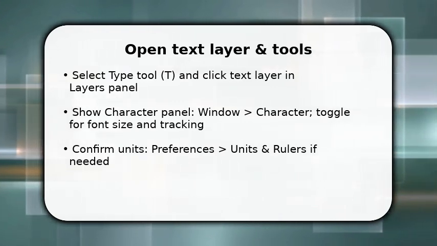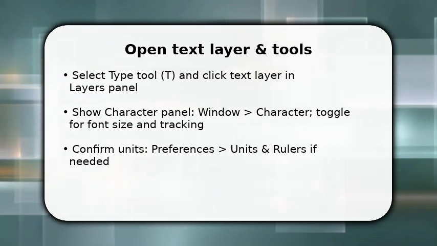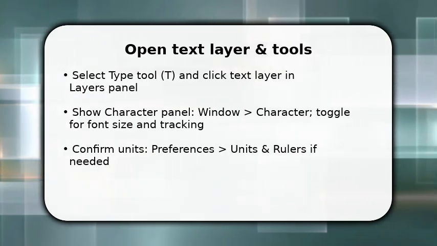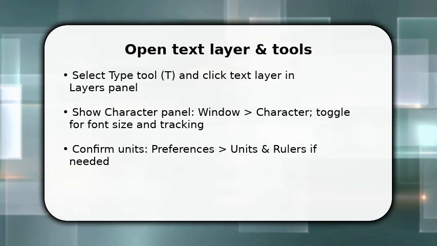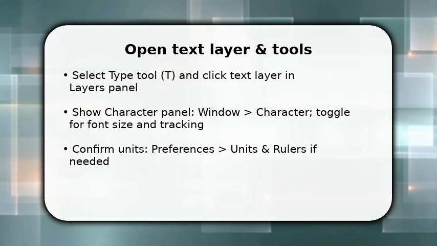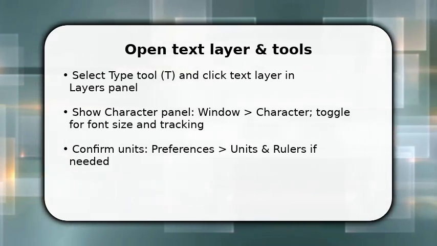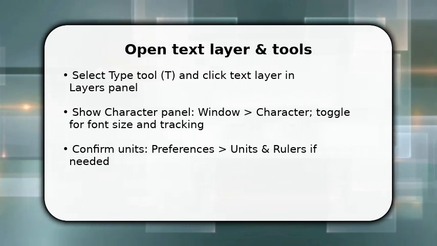You start by selecting the Type tool and clicking the existing text layer so you're editing live text. Once done, open the Character panel from Window, Character to expose size, leading, tracking, and anti-aliasing. Make sure units are set the way you expect in Preferences, Units, and Rulers so size values are meaningful. If text is rasterized, convert it back by recreating text or using the Type tool on a duplicate.